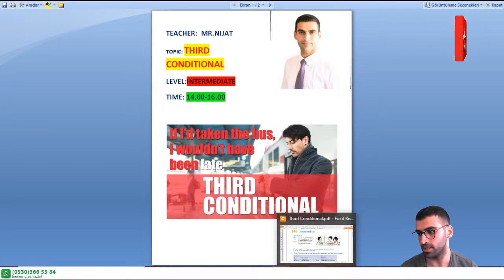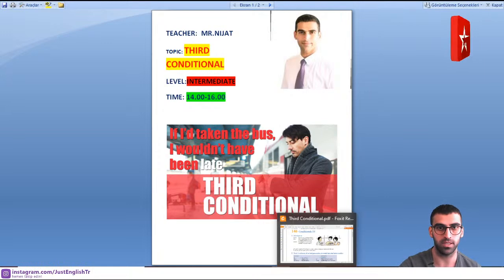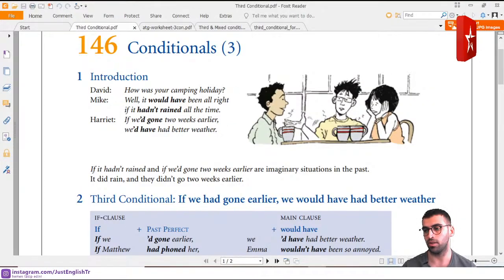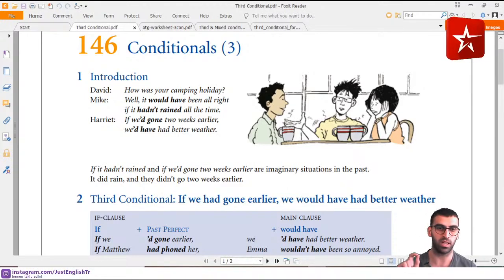In today's lesson, as I told you, we will be talking about third conditional sentences. And in English, as you know, we have first conditional sentences, we have zero conditional sentences, like zero, first, second, and third. The last one is the mixed conditional sentences, which we also have in English. But in today's lesson, we will be focusing on third conditional sentences, the third type.